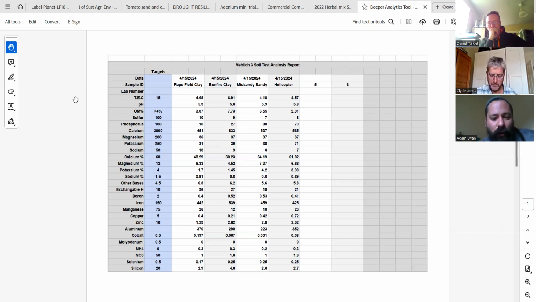Then other bases are other alkali components, other base components to the soil, other than the major cations. So your calcium, magnesium, potassium, sodium, and then they just group everything else as other bases. So that whole balance of major cations, other bases, and exchangeable hydrogen gives you your pH, and it's also how we derive your total exchange capacity.